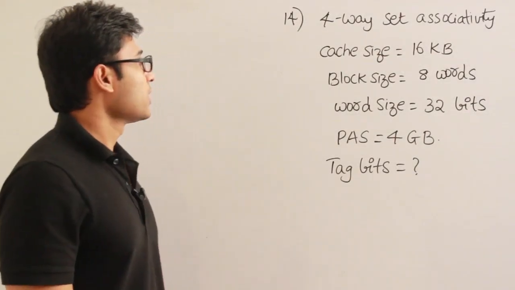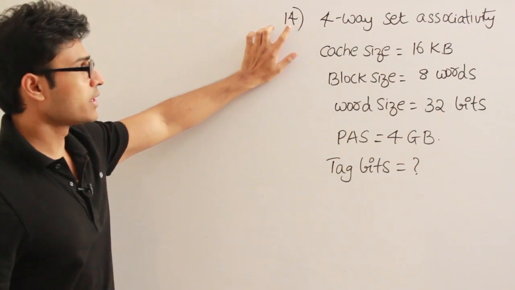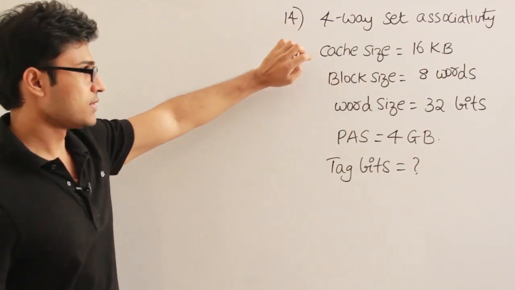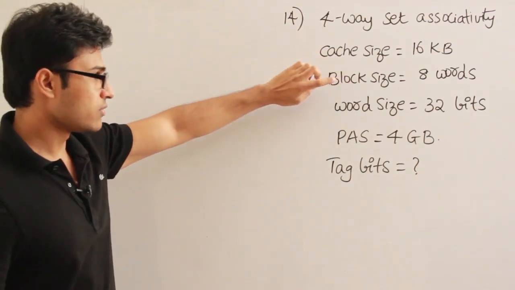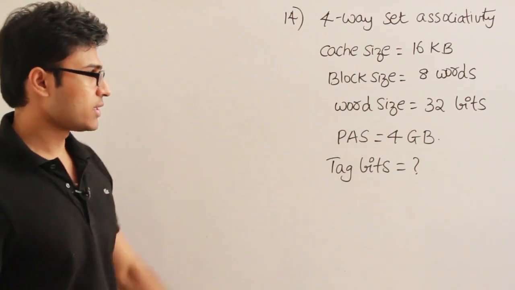Now what's this question? They are saying that a 4-way set associative memory is used. It was asked in GATE 2014. You can read the question. The cache size is given as 16 KB, block size is given as 8 words, word size is given as 32 bits, and physical address space is given as 4 GB.